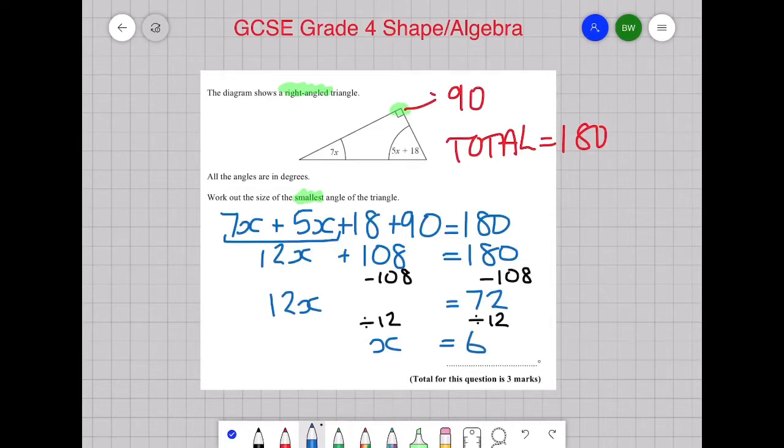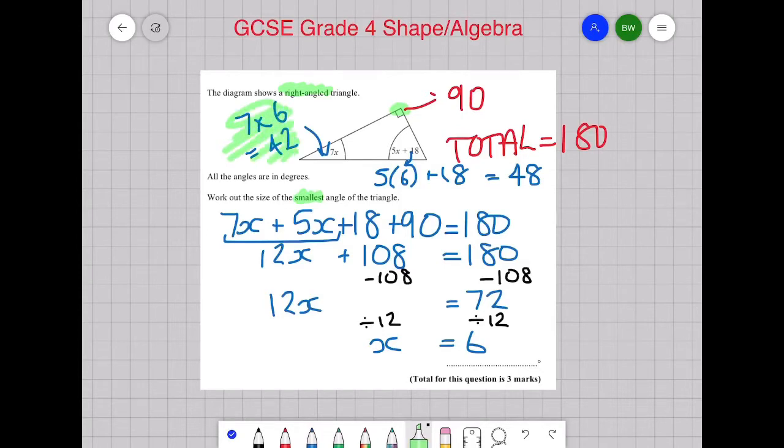Okay, now the question's asking me to work out the size of the smallest angle. So I know that's 90 degrees, so I'm going to do 7x, so 7 times 6 for this one. 7 sixes are 42, so that's 42 degrees. This one is 5x, so 5 times 6, plus 18, so 5 times 6 is 30, plus 18 is 48. So the smallest angle in that triangle is this one here. So I can write on my answer line that the smallest angle is 42 degrees.